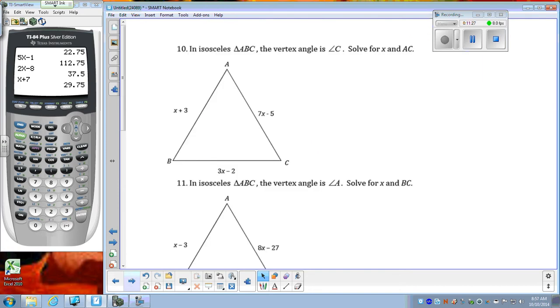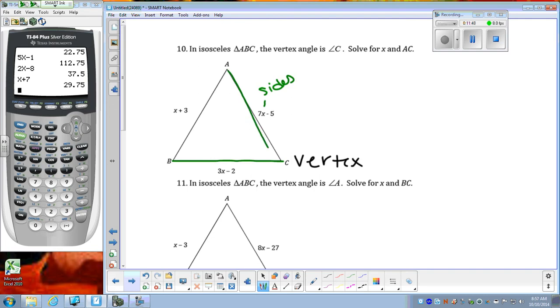Number 10 is an isosceles triangle where the vertex angle is angle C. So here's my vertex. Now we know that the vertex angle is made by the two congruent sides. So since I have all side lengths here, I know that BC must be congruent to AC because those are the two sides that make up angle C. So I know that 3x minus 2 has to equal 7x minus 5.